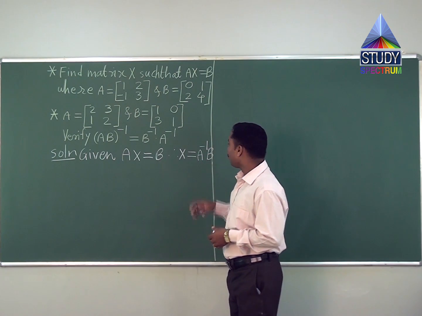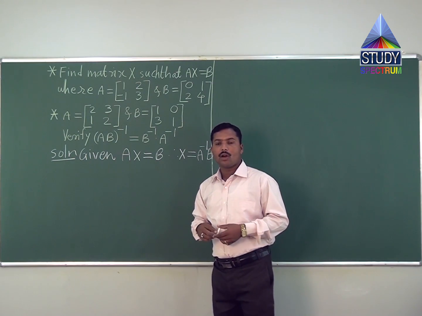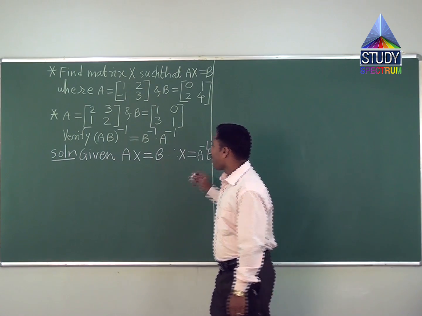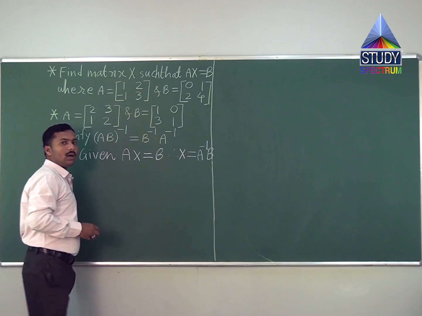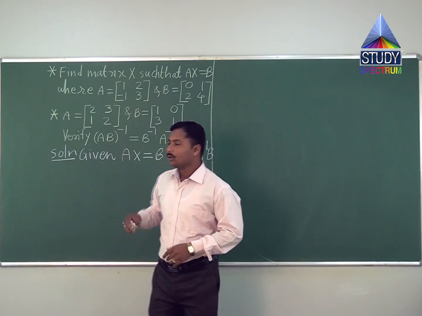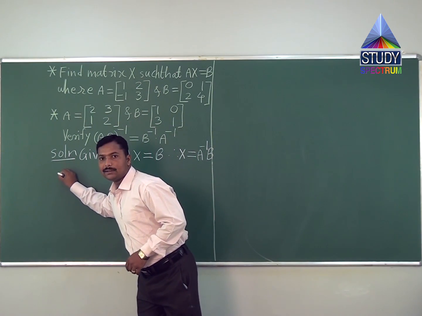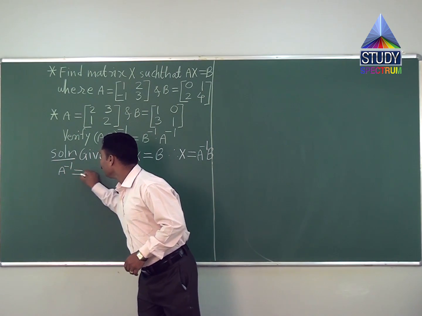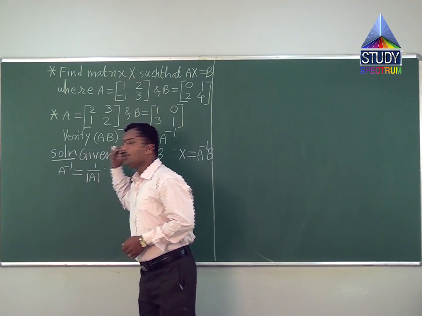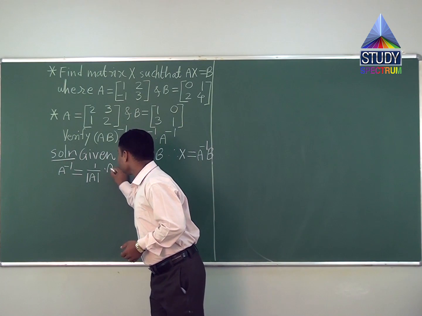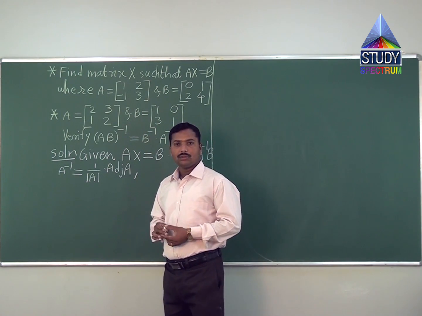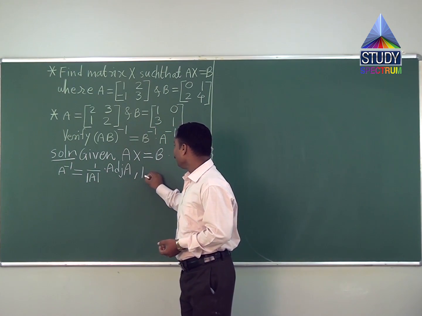For finding A inverse, what is the procedure? We use the adjoint method. For the adjoint method, what is the formula? So the formula is A inverse equal to 1 upon determinant A into adjoint of A. Here is a condition: determinant A is not equal to 0.